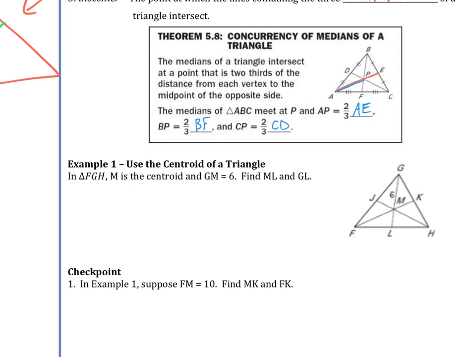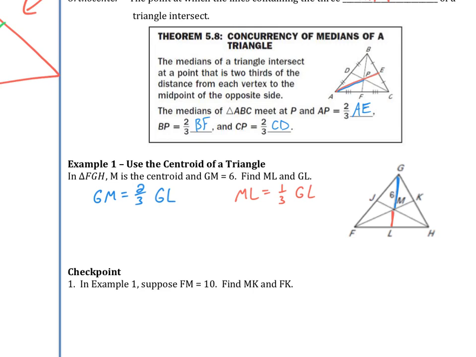So in example 1, what we know is that GM is 2/3 of GL. Okay, and if GM is 2/3 of GL, that means, because this is the bigger part, this is the 2/3 part, this red part, which is ML, 1/3 is the other part. So if GM is 2/3, ML is 1/3. So ML is 1/3 of GL. So those are the things we know.